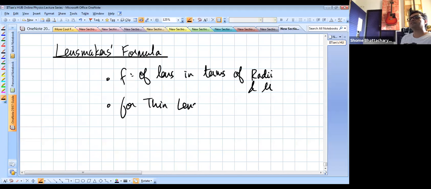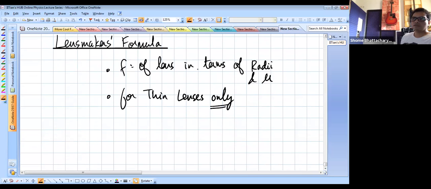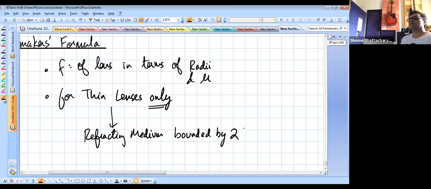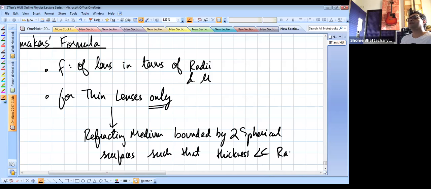First of all, let us understand what is a thin lens. The formula that we'll develop will be only for thin lenses. For thick lenses, we will have to put a little more effort, like solve the two refractions individually instead of using the focal length formula. So for thin lenses, the concept is that it is a refracting medium bounded by two spherical surfaces such that the thickness is absolutely negligible compared to the radii of curvature of the two spherical surfaces. So that's the definition of a thin lens.